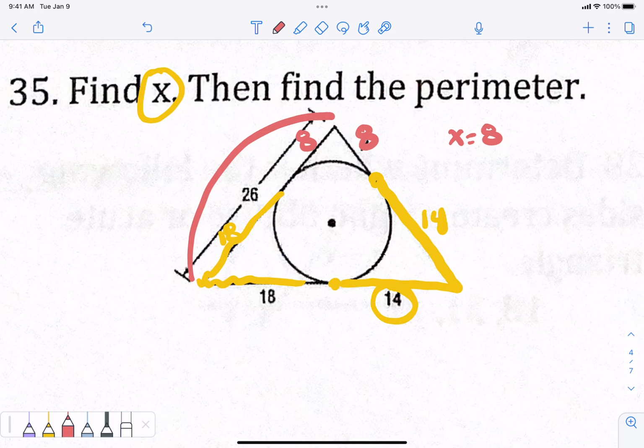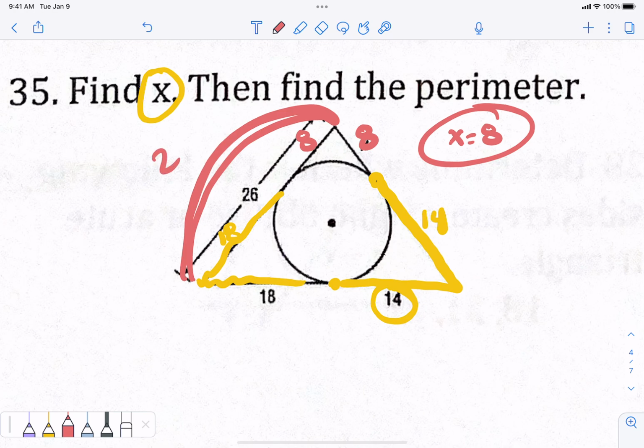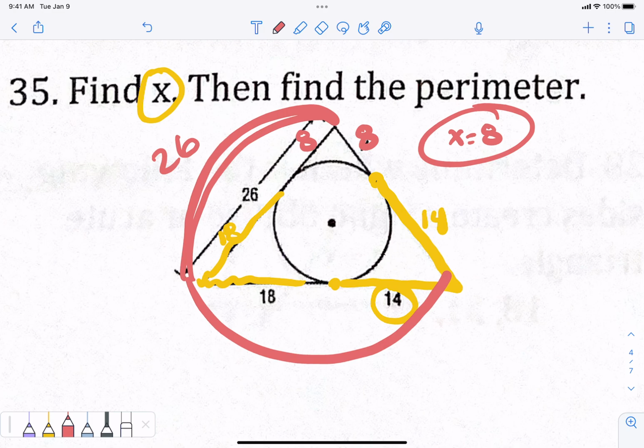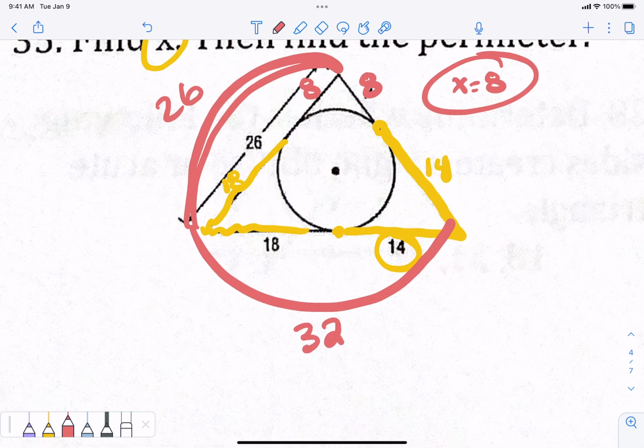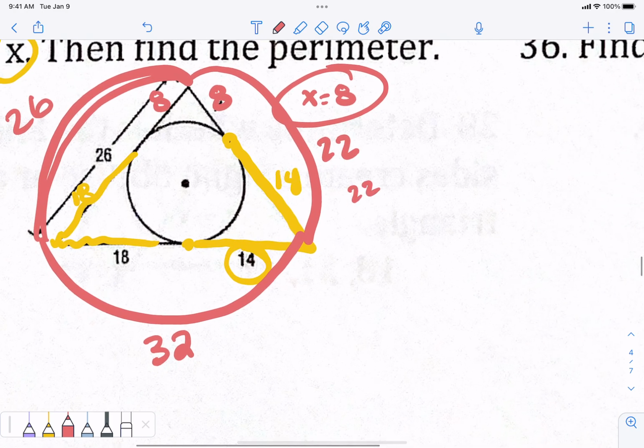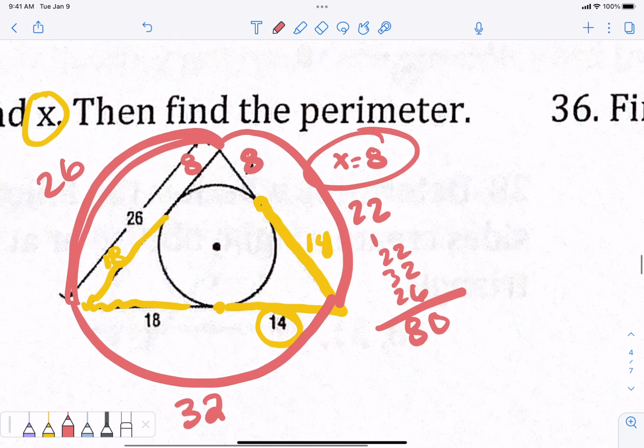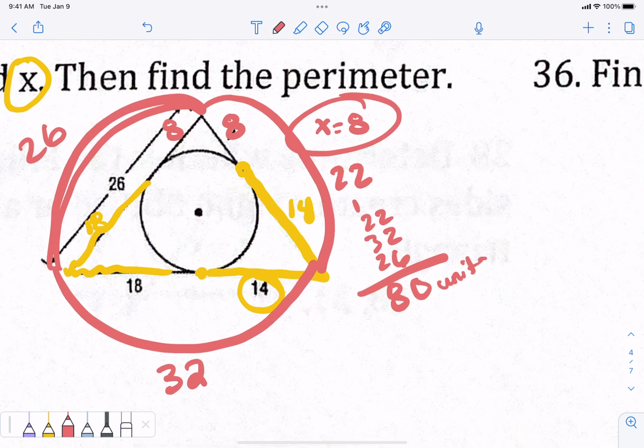And then they want the entire perimeter, so I'm just adding up all the sides. We know that this side here is 26. This bottom side here is 18 plus 14, which is 32, I believe. And then 8 and 14 is 22, and then I add them together. So 22 plus 32 plus 26. 0, carry the 1. Oh, my heavens. 80 something, 80 units. That's the perimeter. Okay, I think I did that right.